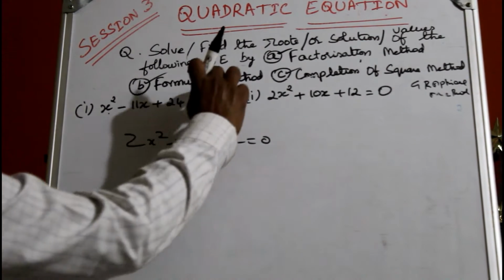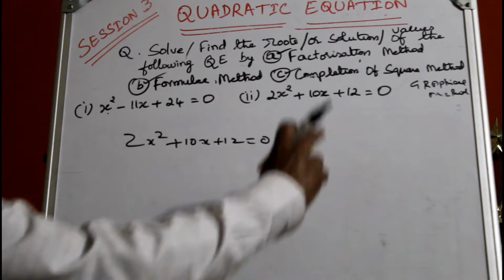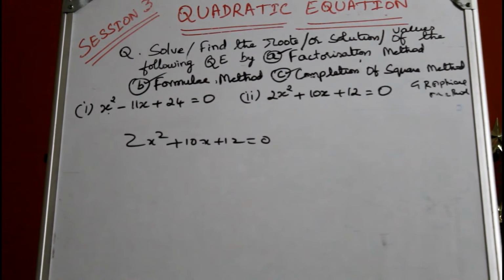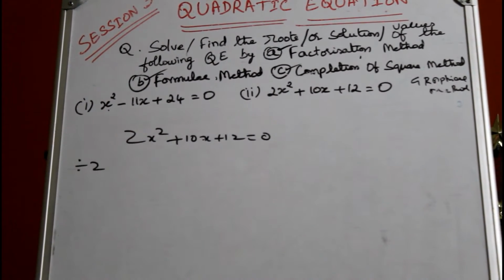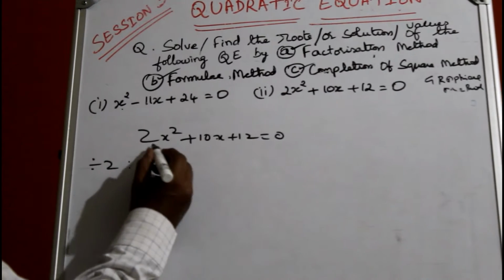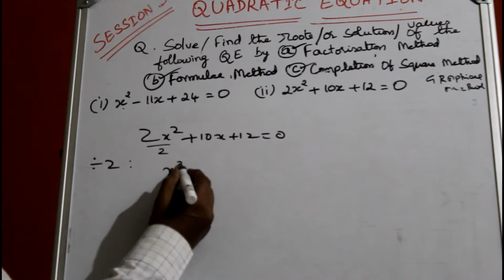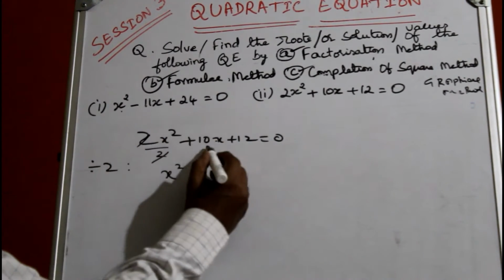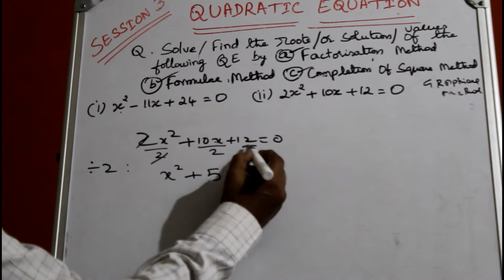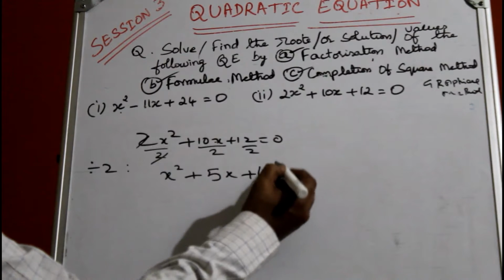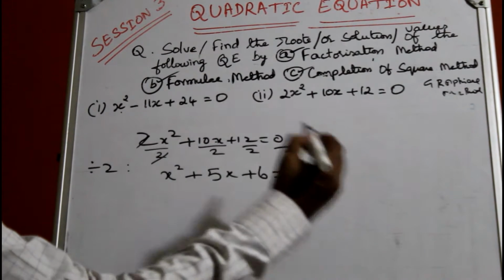If they ask formula method, you must do formula method only, or if they ask completion of square method, you must do completion of square method. So in this sum, 2 is common in everything, so you can divide by 2. When you divide this by 2, you get x square. 2 gets cancelled. When you divide by 2, you get 5x. And when you divide by 2, plus 6 equal to, also right hand side you divide, you get 0.